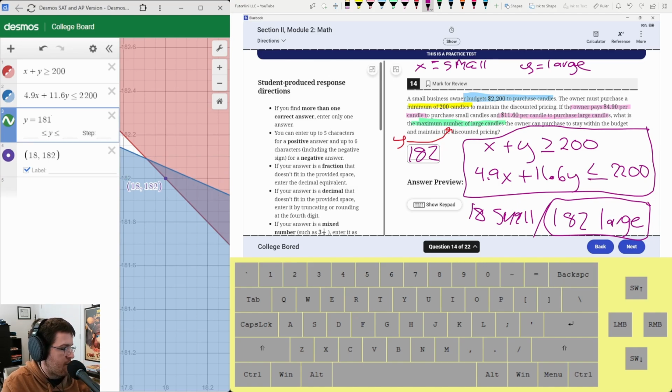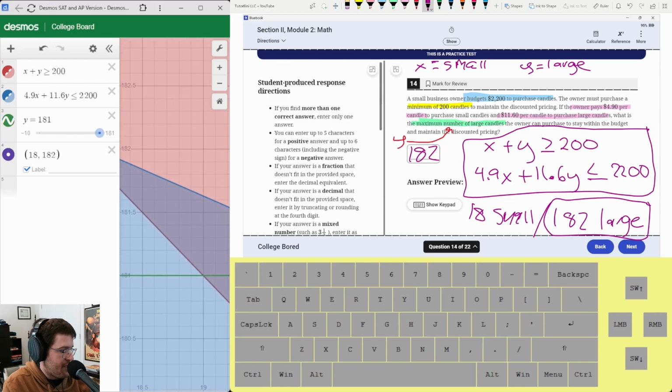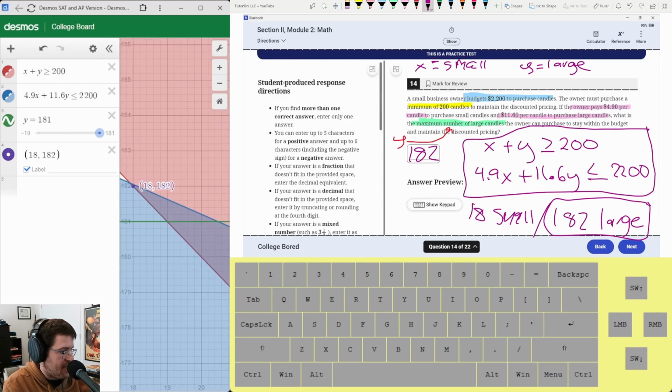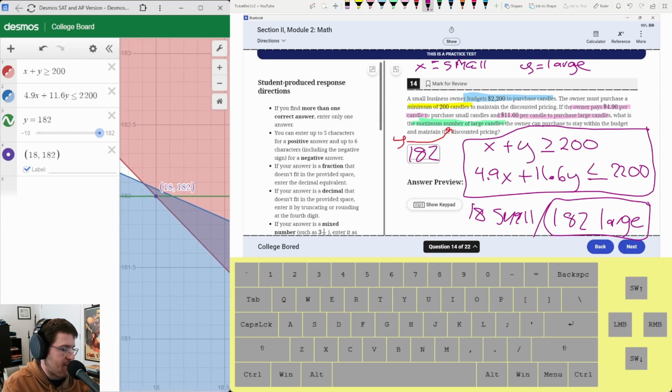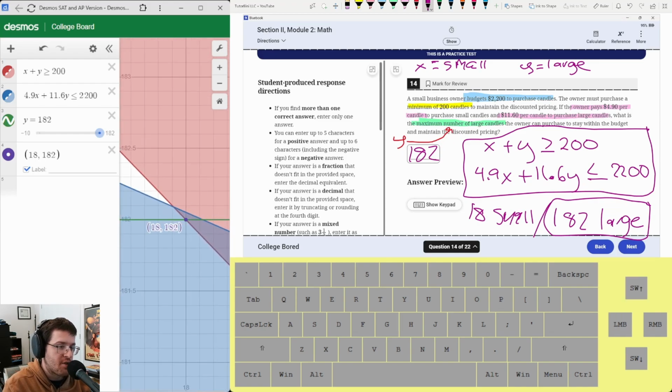Does y equals 181 have any integers? And you see this one probably has a bunch, right? It's got 19 to 20.4, so it's got 19 and 20. So that one would have been good, but we were good at 182. That's the maximum. We can have 18 small candles, that's a whole number, and we can certainly have 182 large candles, that is also a whole number. I hope this helps.